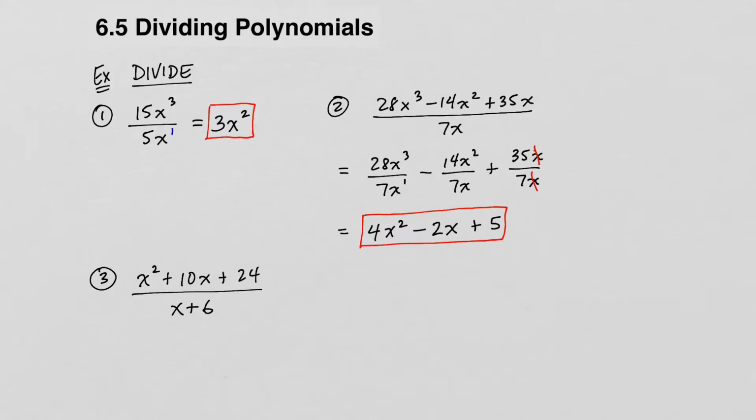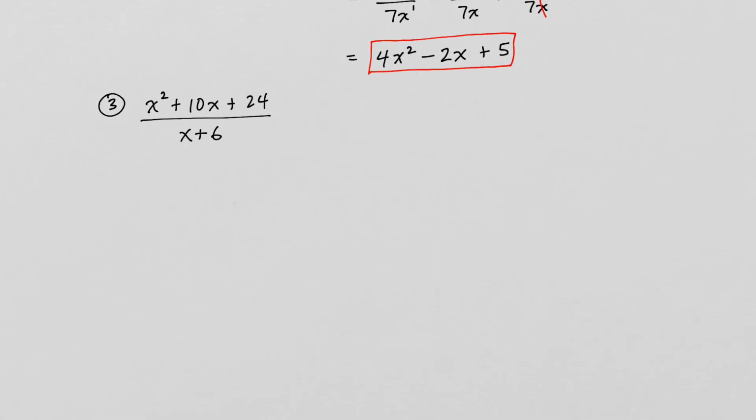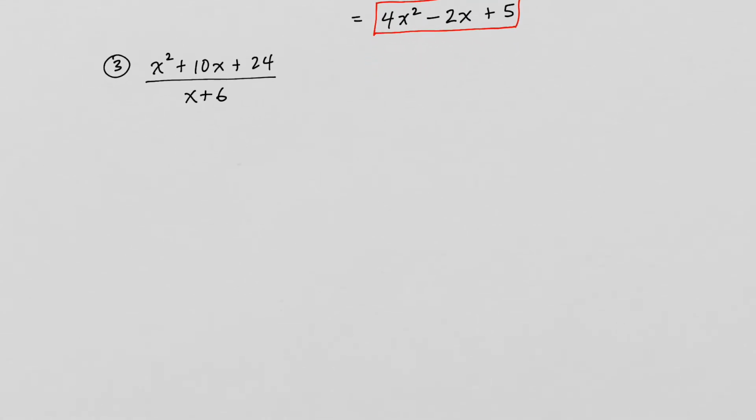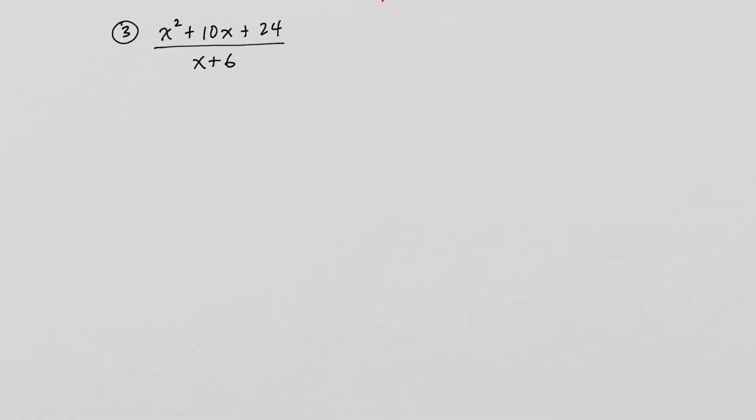Now in our next example, we're dividing a trinomial by a binomial. And this is drastically different. So I want to put in a box over here, don't do this. We do not want to take the same approach that we took for the last problem.